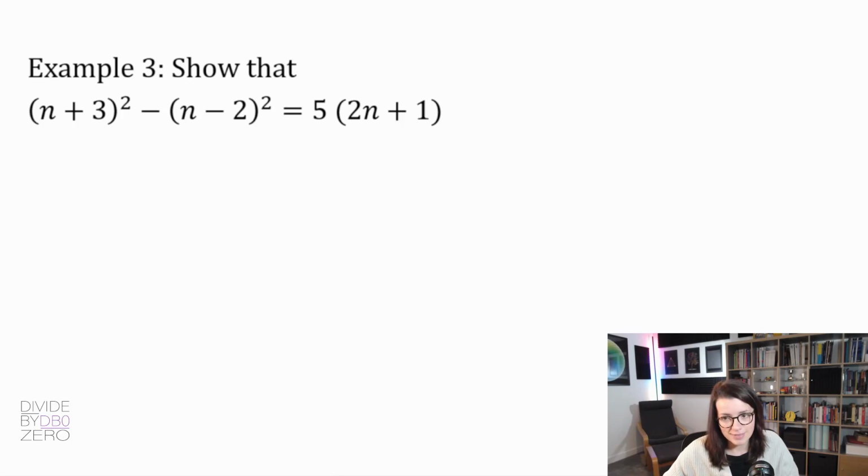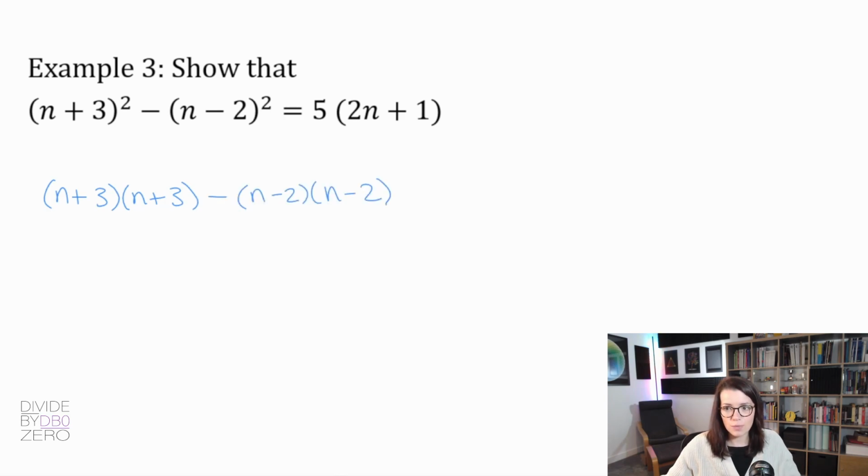Now we've seen how to show ideas are not true, how do we show that something is true? The method you'll use will depend on the style of the question, so let's have a look at a few examples. This one is a piece of algebra. So it says show that n plus 3 squared take away n minus 2 squared is the same as 5 brackets 2n plus 1. Just go ahead and start expanding and simplifying things.